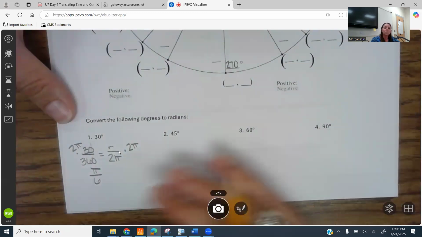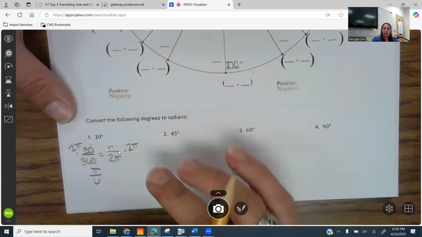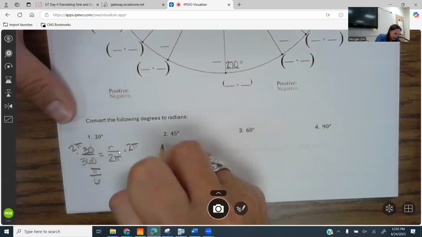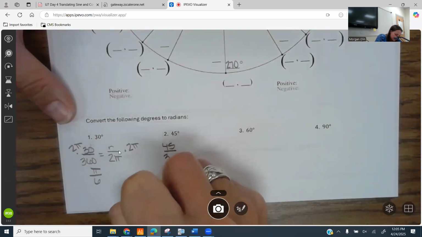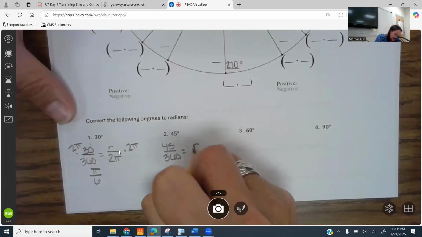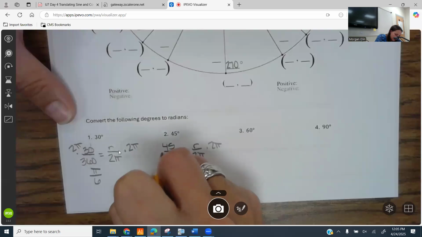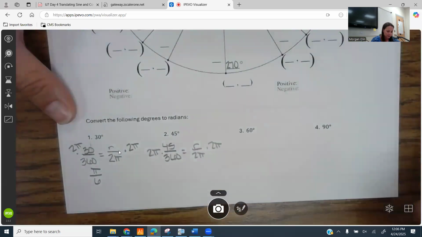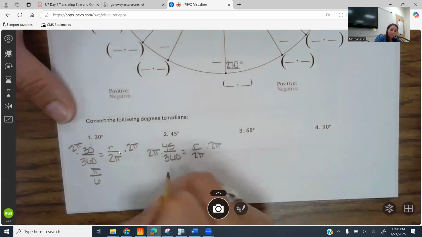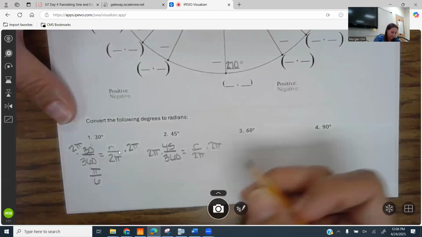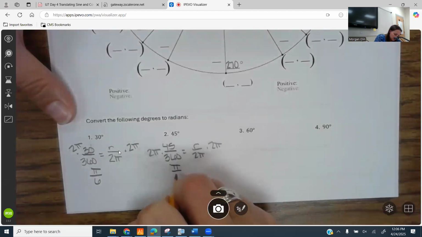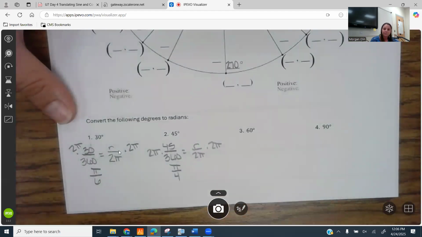All right, so this is one way we can get it, and I'll keep doing it so that you can see it. 45 over 360 equals the radians over 2 pi. So I would multiply by 2 pi. All right, so 2 times 45 and divide by 360. Okay, I end up with 1/4. You may see 0.25, that's 1/4. So it's a fourth of pi.